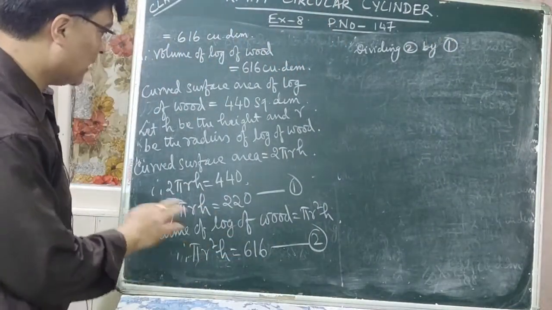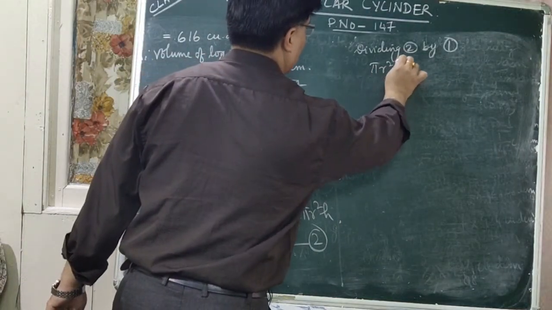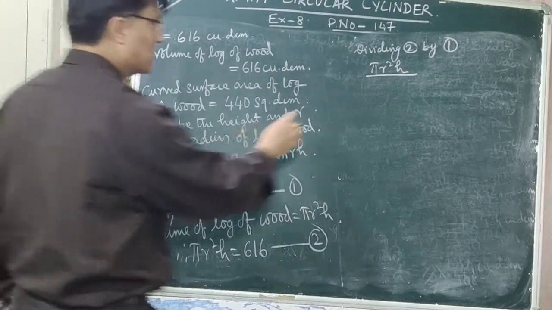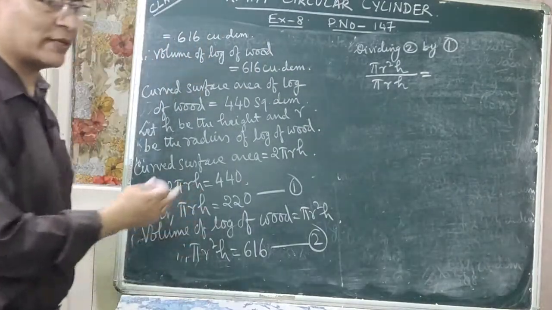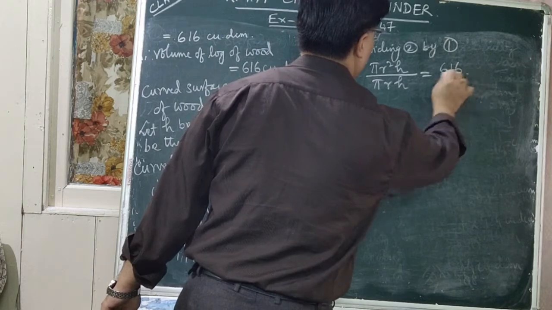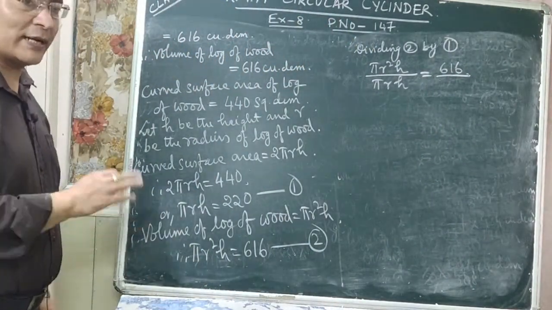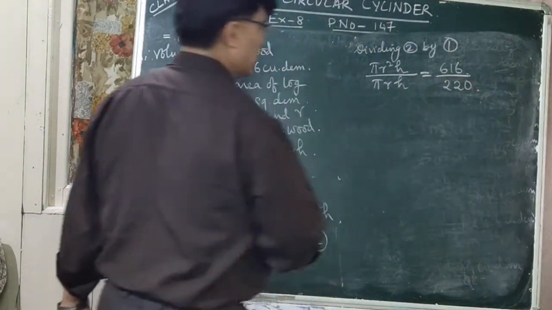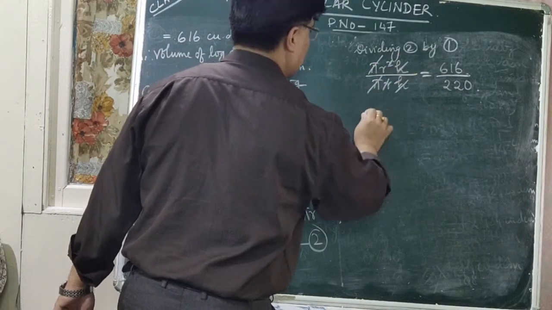So let us write down left hand side of number 2 in the numerator, that is pi r square h, divided by, now let us write left hand side of number 1 in the denominator, that is your pi r h, which is equal to, now let us write down right hand side of number 2 in the numerator, that is 616, and let us write down in the denominator right hand side of number 1, that is 220. Okay. So here pi gets cancelled, h and h, r and square get cancelled.